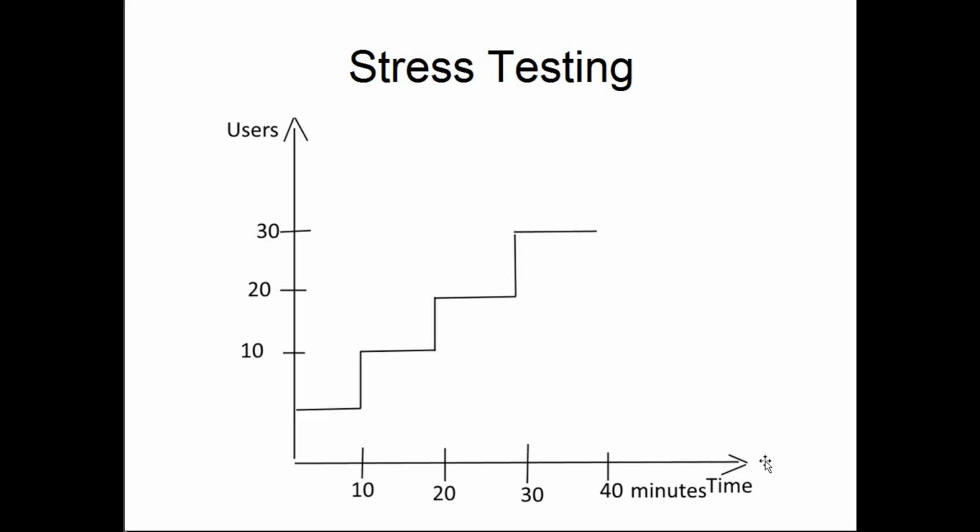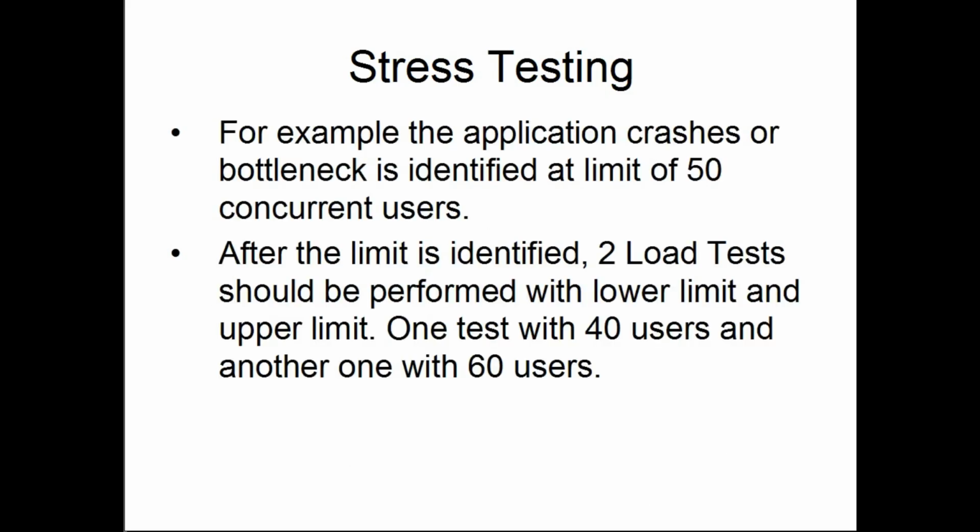So we have time and users. Every 10 minutes, a specific amount of users is added. For example, every 10 minutes, 10 users are added. So the test is run with 10 users, then 20 users, 30 users, and so on. For example, the application could crash or a bottleneck is identified at a limit of 50 concurrent users.